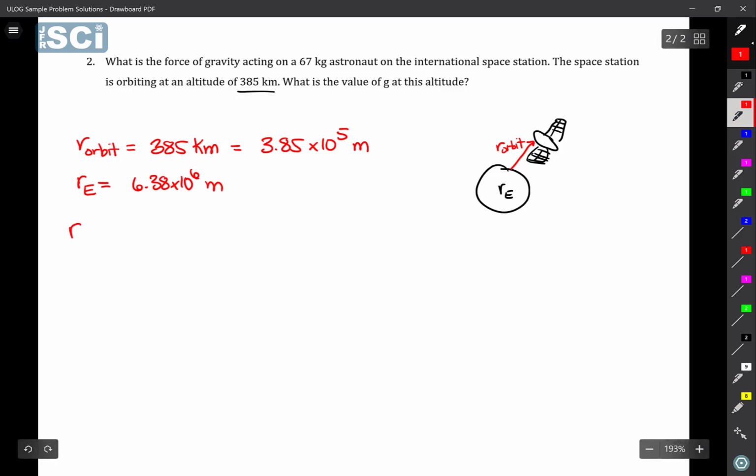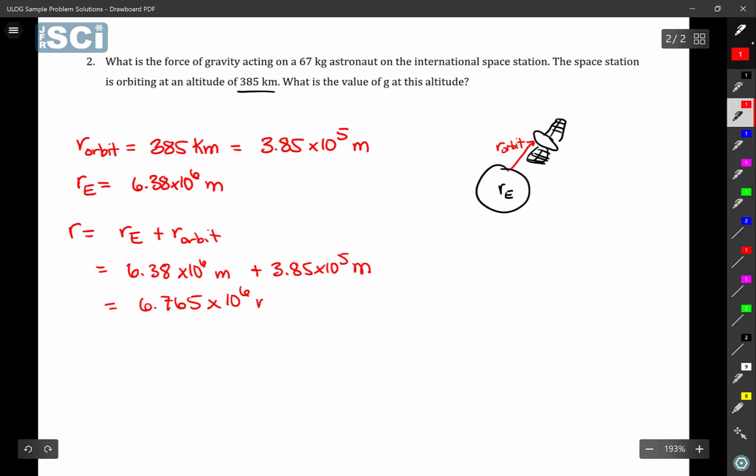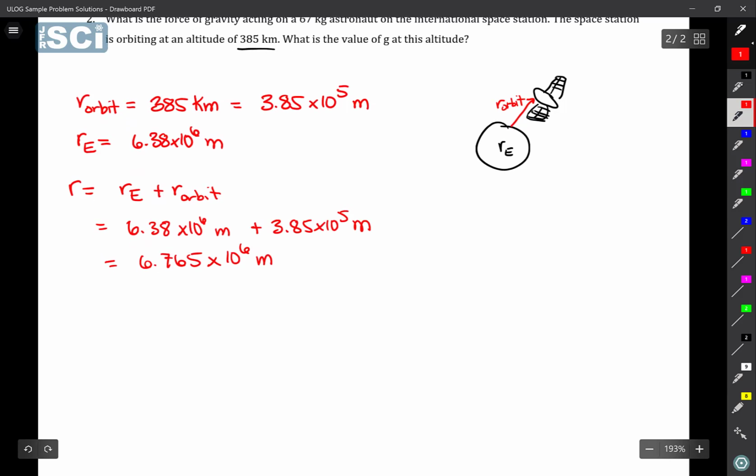So our total R would be RE plus our orbit, which would be 6.38 times 10 to the 6 meters plus 3.85 times 10 to the 5 meters for a grand total of 6.765 times 10 to the 6 meters. So we now know the radius at which this astronaut is above the center of Earth.